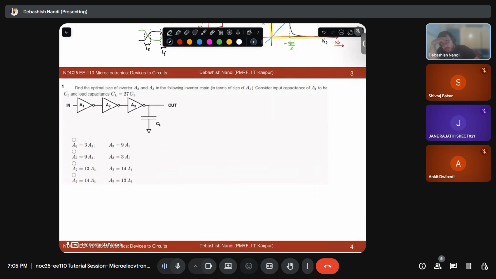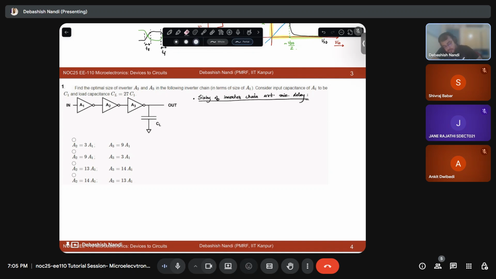So first thing what we'll do, this problem is called sizing of inverter chain with respect to minimum delay. So first we need to understand what is delay. Then we need to understand what is the delay for one single inverter. Then we will go for the chain of inverters.